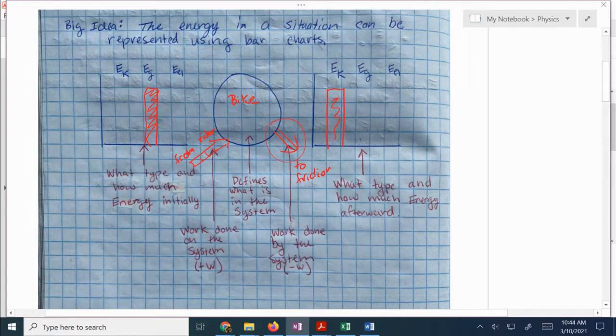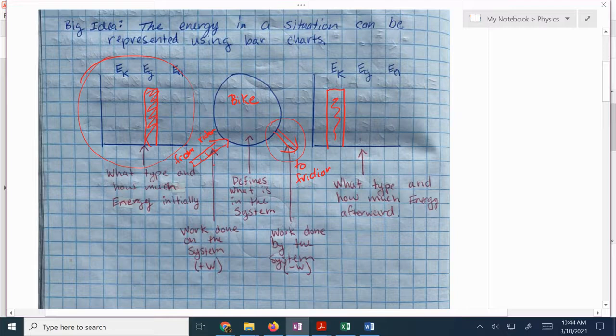So you have the initial energy, and what type of energy is in this left-hand bar graph that you start with. So at the beginning of the situation, you have any energy that's added or subtracted right next to this circle here, and then you would have the types of energy that you end with.